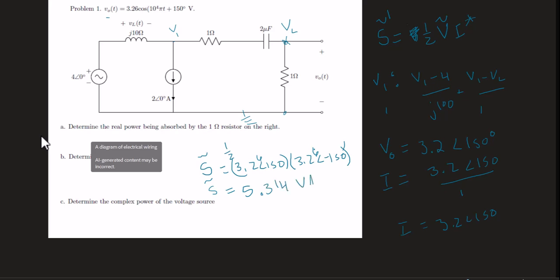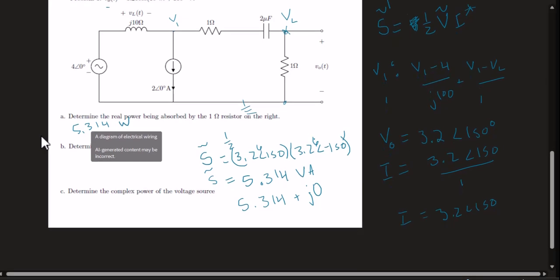5.314 VA. And so that's 5.314 plus J0. And so our reactive power is 0, but our real power is 5.314 watts. Now we need to get the voltage of the load. So we can do that with nodal analysis, but we know what VL is, so that helps us.